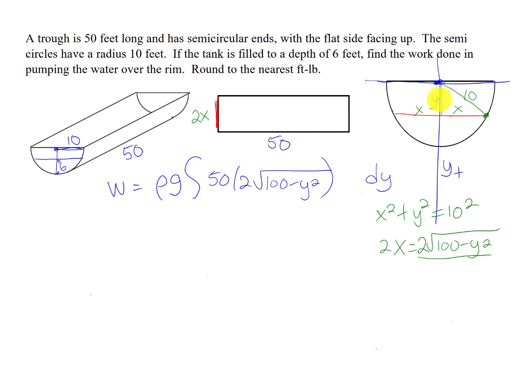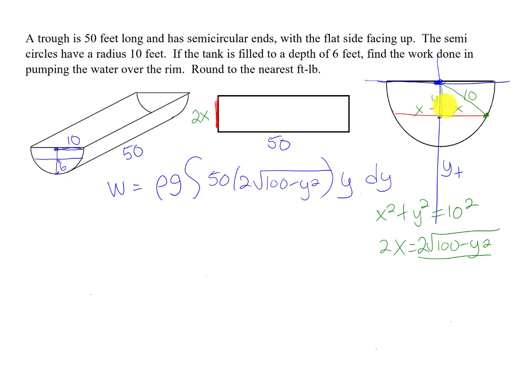So if I look here and see what is the distance to get to the top of the tank, that is just going to be y, because we measured from 0 and then we go down for y. So wherever our representative slice is, that is y away from the top of the tank there.